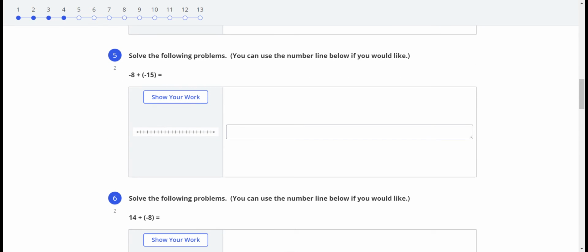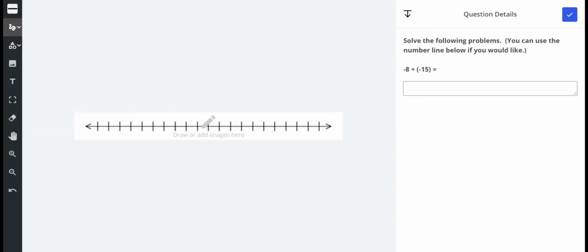Number 5, negative 8 plus negative 15. Negative 8 plus negative 15. Well, they're both negative numbers, so therefore I know that my number is going to be a larger negative. So I'm going to start with negative 8, and then I'm going to label to the left. As you recall, with negative numbers, they get smaller going to the left. So negative 10, negative 12, negative 14, negative 16, negative 18, negative 20, negative 22, negative 24.